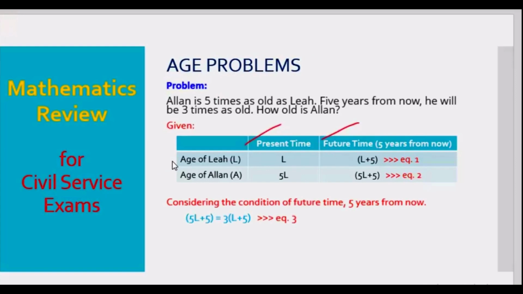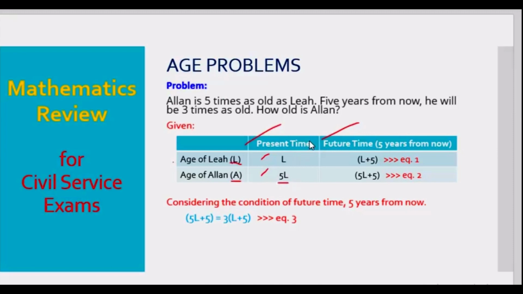So assumptions: the age of Leah is L, and the age of Alan is A. I will just use the first names so that it will not create confusion. At present, the age of Leah is assumed as L. And the age of Alan, as written in the problem, is 5 times as old as Leah, so it's 5 times L, or just 5L.